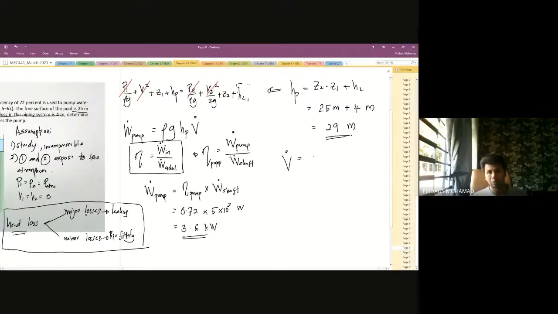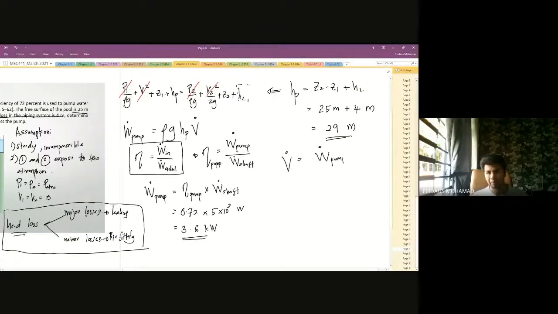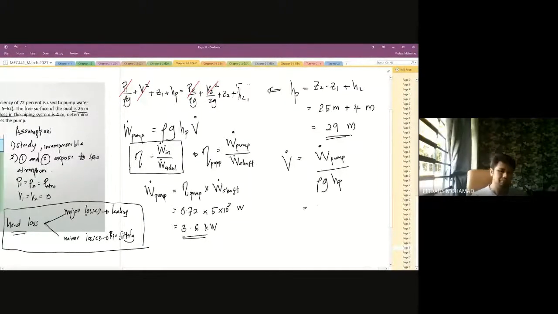So dapatlah V dot. V dot equal to W dot pump bagi dengan rho G HP.